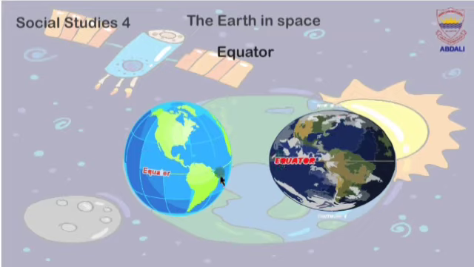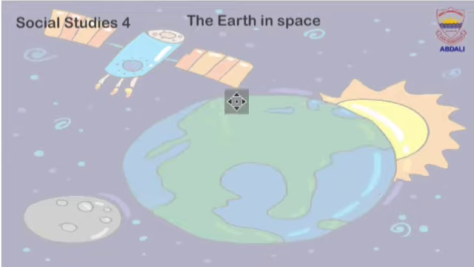My dear students, are you getting my point? The complete definition of equator is that it is an imaginary line that runs all the way around the middle of the Earth. Now tell me, what is equator? Are you thinking the same? Yes, equator is an imaginary line that runs all the way around the middle of the Earth.